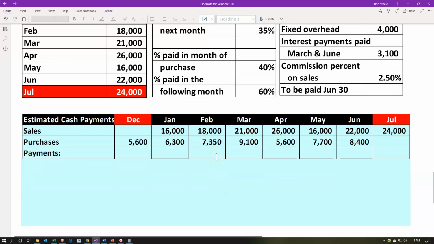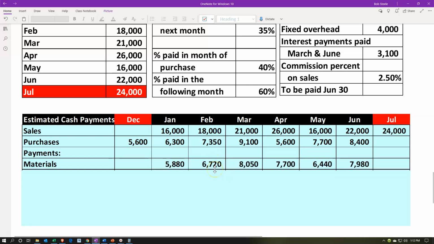Then we want to think about the payments. So now this is just the setup information we have here. Now we want to think about the actual payments, because remember, the purchases aren't necessarily tied into the payments. That means we purchase them on account. That means they're going into accounts payable. When are we paying off the accounts payable? What's going to happen with the cash flows?